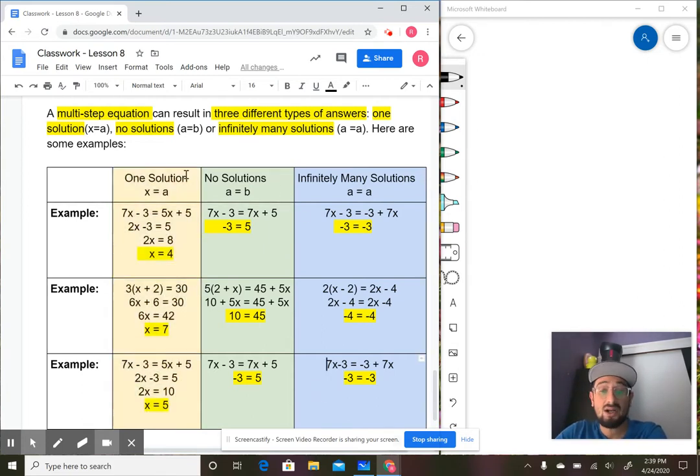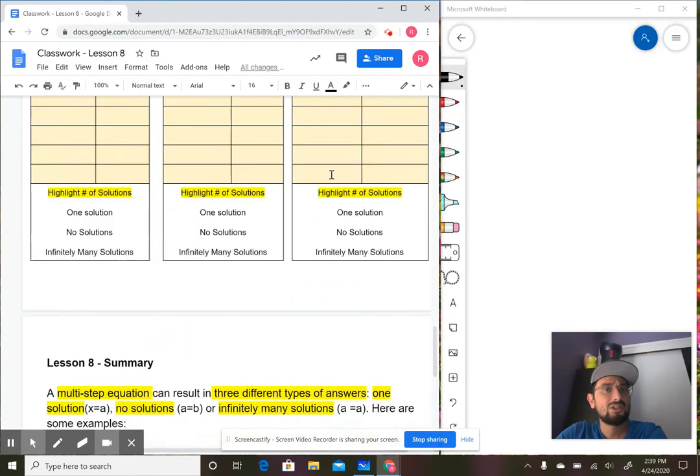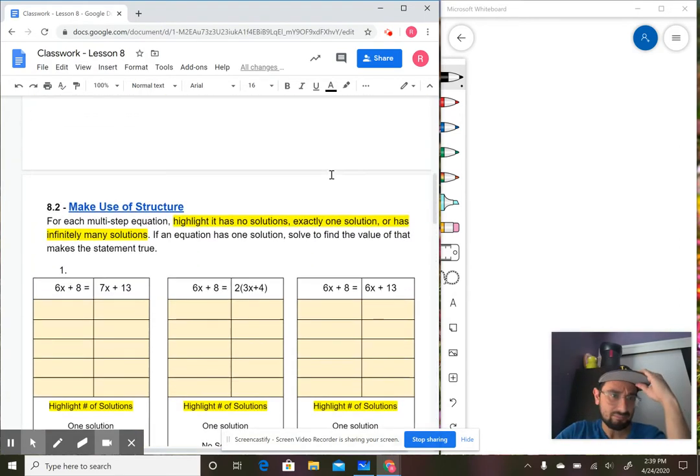So these are lines where they cross once. These are lines that never cross. And these are lines that cross infinitely many times because they're the same line. Okay, so let's go up to the problem up here.